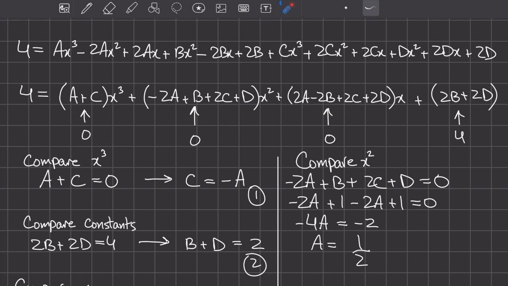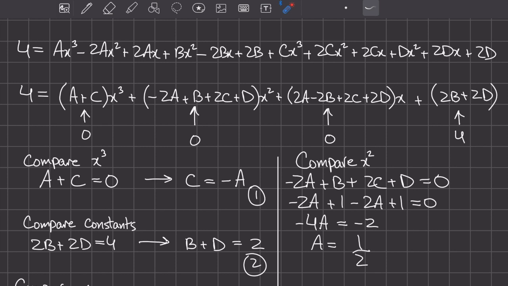Now we can compare both sides. The coefficients of x squared and x cubed on the left side will be 0. So, comparing x cubed terms gives a plus c equals 0, which tells us that c equals negative a. We should write down the simpler equations first as they give us more information to work with. The second simpler equation is by comparing the constant terms. So 2b plus 2d equals 4. Divide both sides by 2 to get b plus d equals 2.